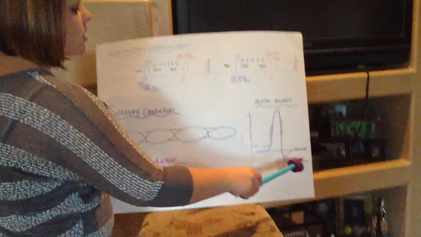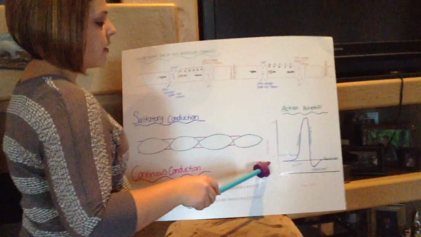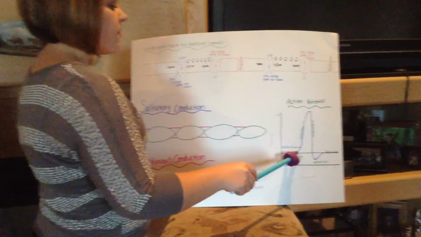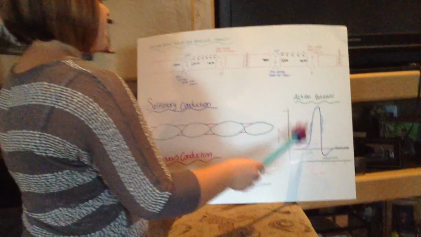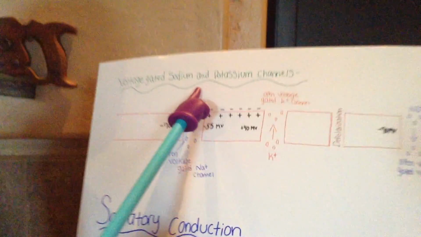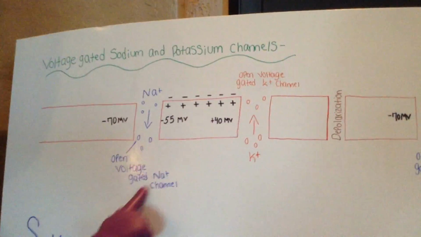This is an action potential graph, and at -70 is the resting membrane. So -70 resting membrane, and when the stimulus is given, -70 rises to -55, and at -55 the voltage-gated sodium channels open, allowing sodium ions to move down their localized current into the cell.